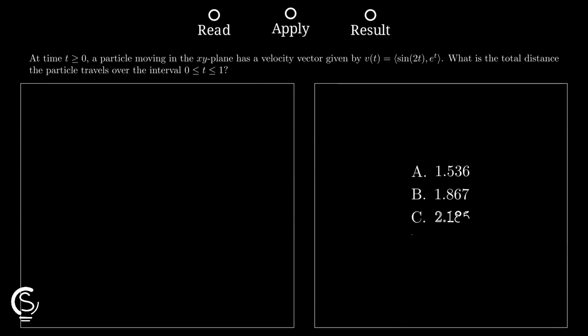First, we identify our velocity components as sine of 2t and e to the t. To find the speed, we must square both of these individual terms right now.